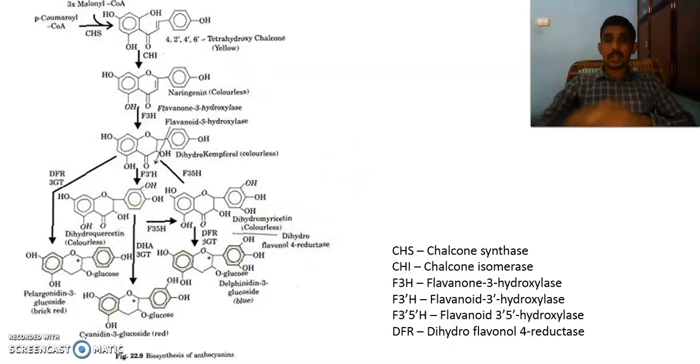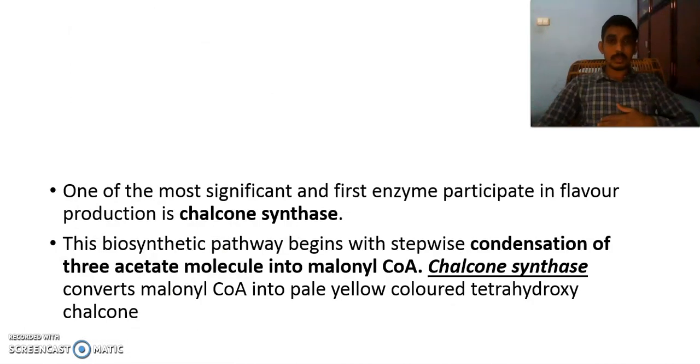So these enzymes can be regulated by genetic engineering by inserting a certain transgene or by inhibiting a certain gene which is already present within the plant. So that leads to the formation of transgenic plants. So this is the explanation of this biosynthetic pathway.